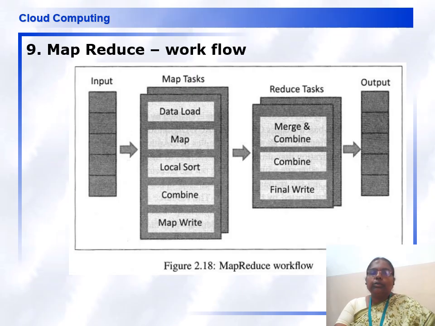Then in the reduce task you need to combine and merge all the outputs written by the map. The first step will be to merge and then combine them, and you have to sort it. So you will merge, and you can combine after sorting, and then again combine. After you combine you will have the final write, which will return the final output.